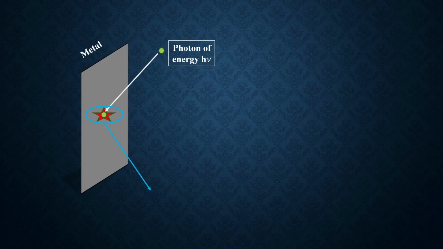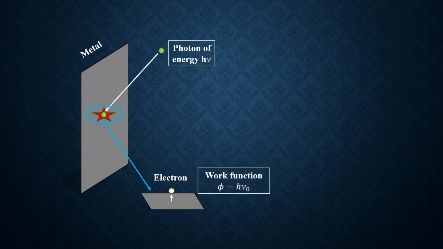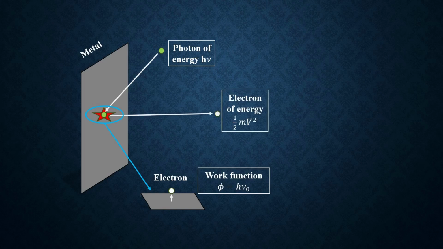This energy can be divided into two distinct components. The first portion of energy is utilized to overcome the binding forces that hold the electron within the metal. This amount of energy is known as the work function of the metal and is proportional to the threshold frequency. Once the electron is liberated from the metal, the remaining energy is imparted to the electron as kinetic energy.